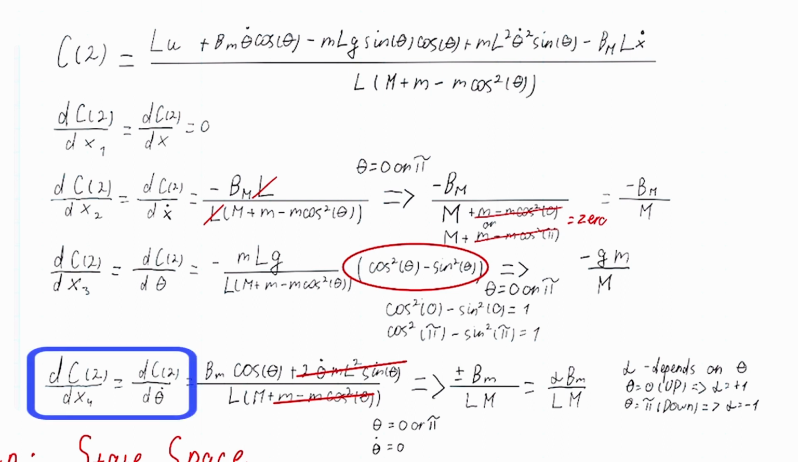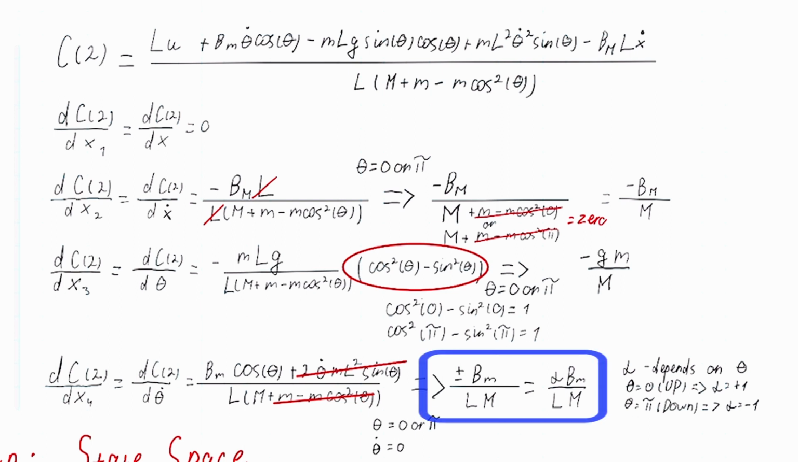The derivative with respect to theta dot is equal to bm times cosine theta plus 2 theta dot ml squared times sine theta, all over L times (m plus M minus m times cosine theta squared). Making theta equal to 0 or pi and theta dot equal to 0, our equation simplifies to plus or minus bm over lM. To take care of plus or minus, we assign a variable alpha, which is equal to +1 when the pendulum is pointing up and -1 when the pendulum is pointing down.